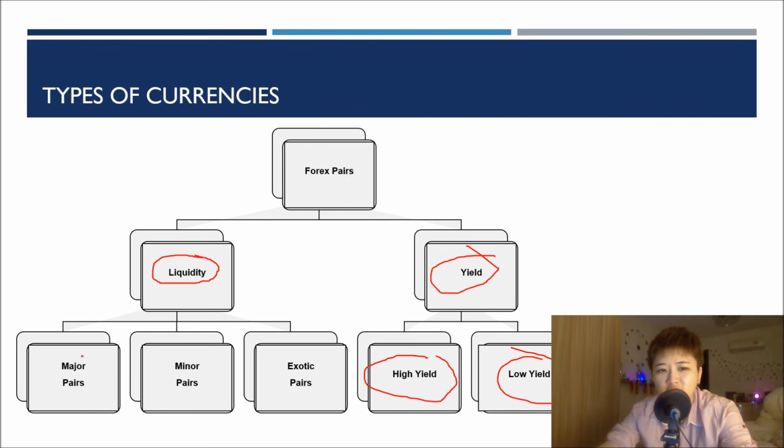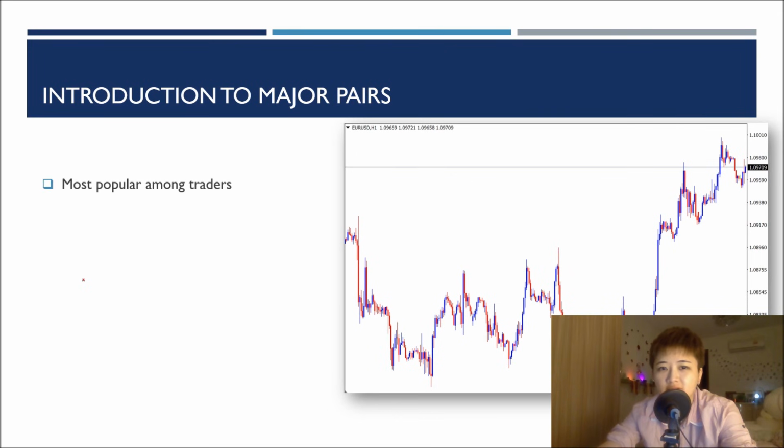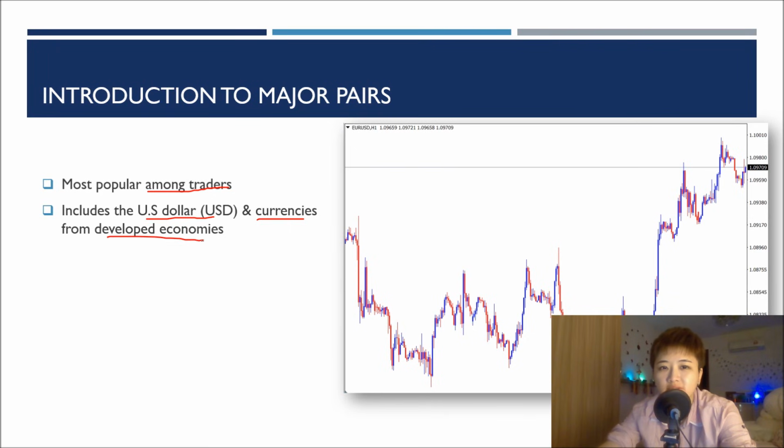For now, I'm just going to talk about these three. As a beginner, focus on this first. The major pairs, let's talk about this. For example, euro dollar. I know you're sick of hearing about it, but it is what it is. It's most popular among traders for some reason, and it includes the US dollar and currencies from developed economies. This is what all the major pairs are about. They are some of the most liquid pairs in the forex markets with low spread.